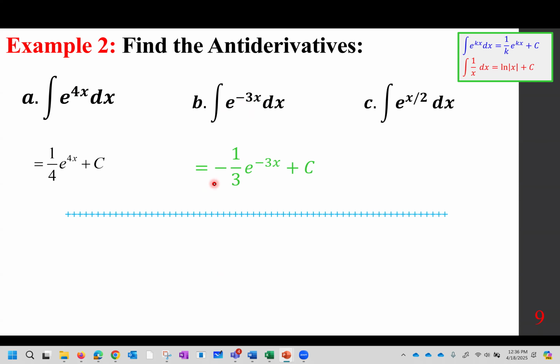E to the power of x over 2. Well, to make sure we know what we are dealing with, we are going to write x over 2 as 1/2 x, and therefore the answer is itself, and then you divide by 1/2, so 1 over 1/2. 1 over 1/2 is 2, so 2e to the power of x over 2 and a constant.